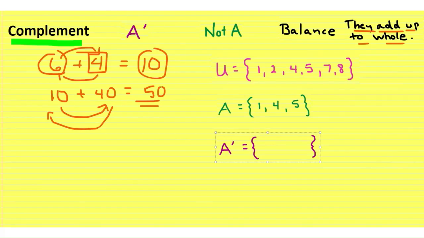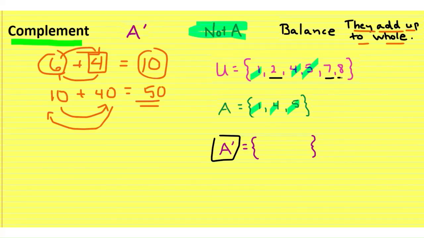Well, again, we need to think about it in terms of not A. So it means it's not going to be 1, not going to be 4, not going to be 5. So what's going to be left? It's not 1, it's not 4, it's not 5. So that means that the complement of A is going to be 2 and 7 and 8. So the complement of A would be the elements 2, 7, and 8.